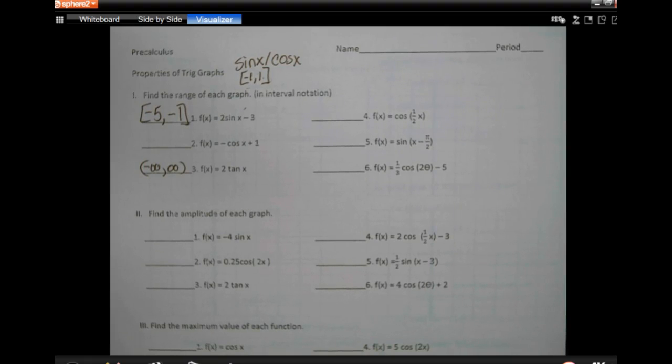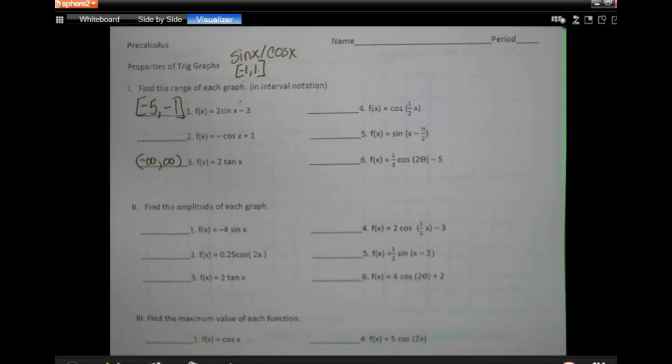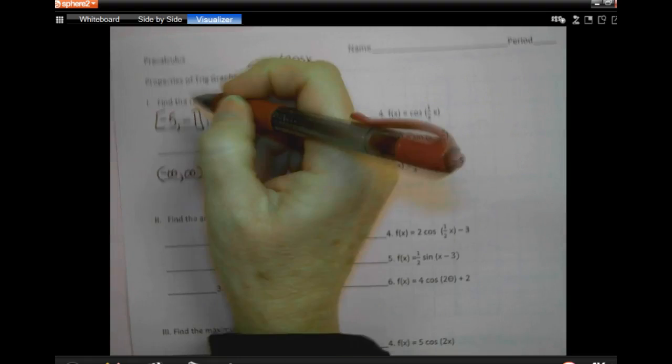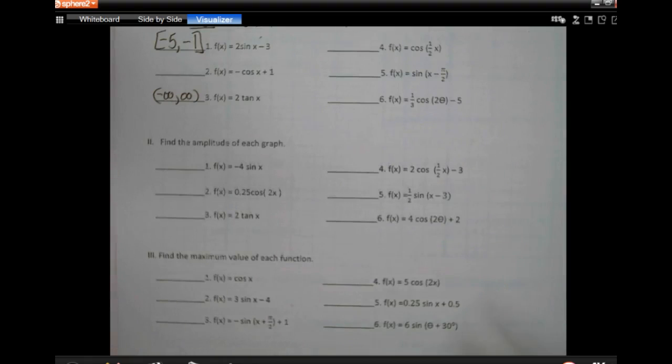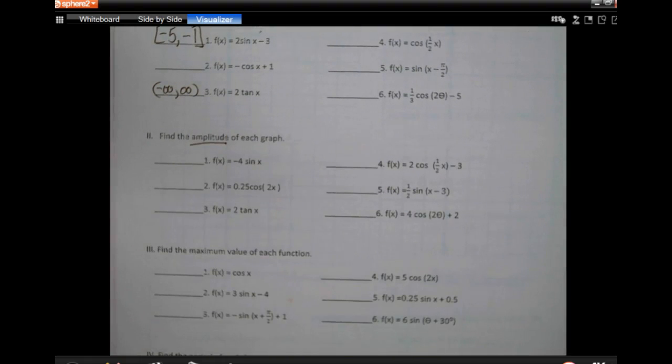Yes. Yes. And then the back, subtract or add. Okay? All right. So that is for the range. What is the next one asking? Amplitude. Where does the amplitude come from?